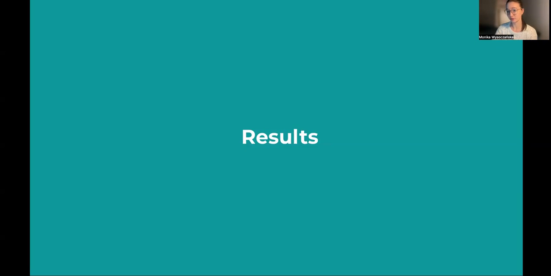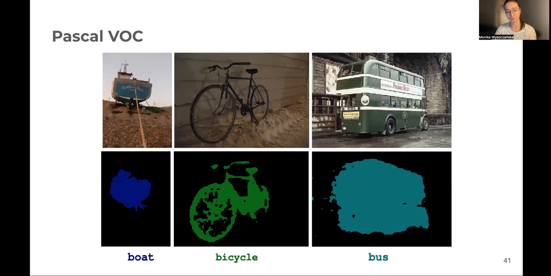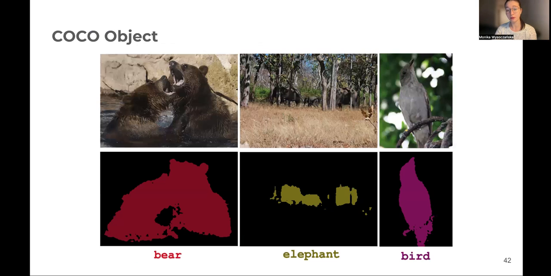Let me share some results. So when it comes to quantitative results, CLIP-DIY outperforms all the other methods on PASCAL VOC by a large margin, and it achieves good results on COCO object with just a 1 point of mIoU dropped compared to the state-of-the-art CLIP-Py. Qualitatively, our method produces high-quality masks on both compared datasets. Our method works well even in challenging scenes, such as the one in the middle, with elephants hidden by the trees.